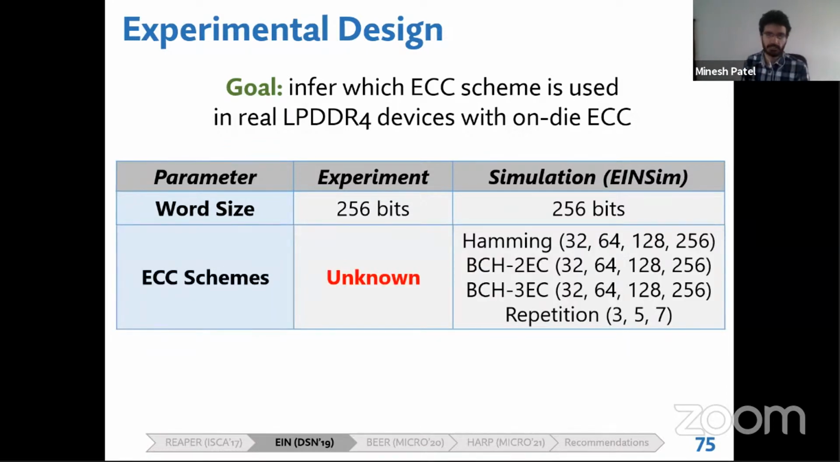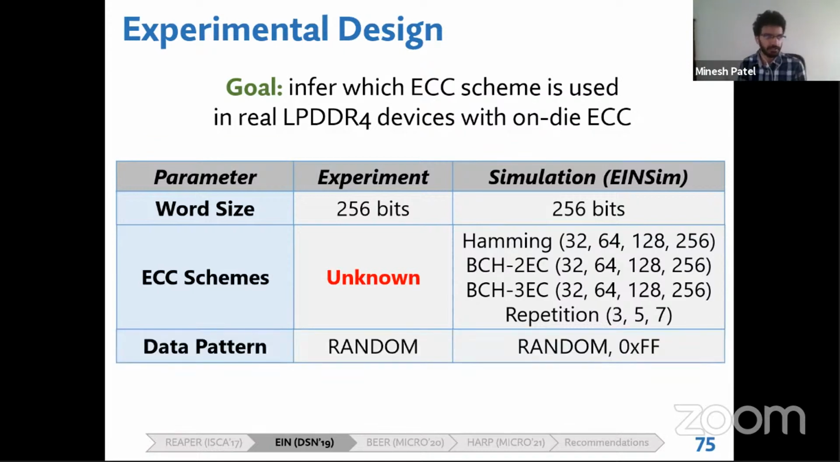The ECC schemes that we simulate and run experiments with: in the real devices, the ECC scheme is unknown, right? Because we cannot observe it and it's not provided by the manufacturers. In simulation, we assume a wide variety of different ECC schemes that are possible, including Hamming single error correcting codes, stronger BCH codes capable of double and triple error correction, and even repetition codes, which are very simple and provide odd values of redundancy.